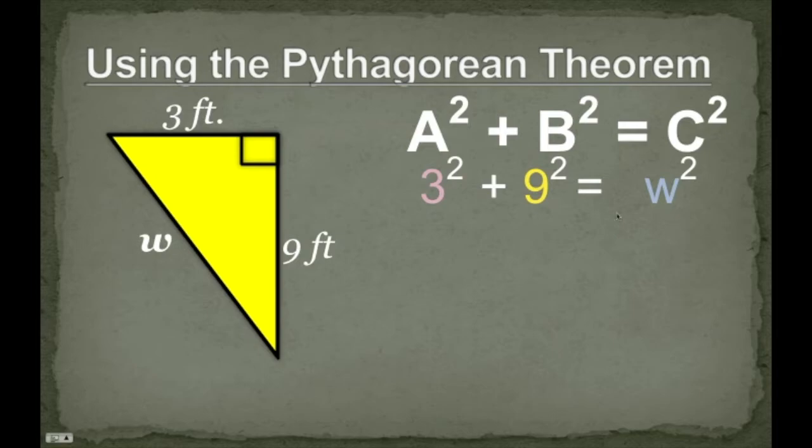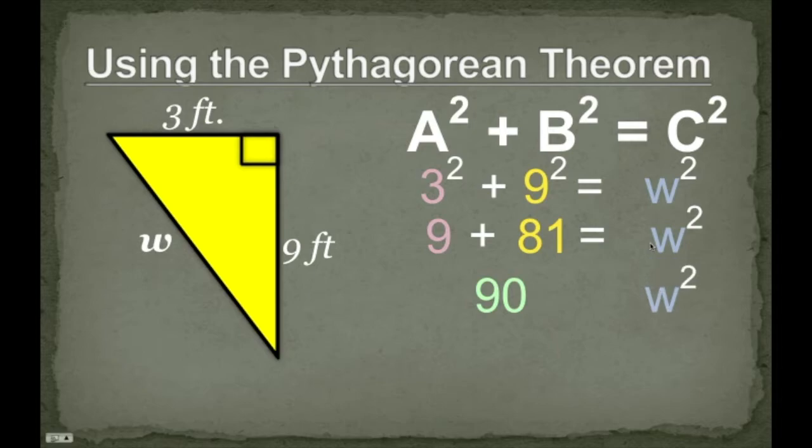Well, now what do I do? I square whatever I can. What's 3 squared? That's going to be 9. What's 9 squared? That's going to be 9 times 9, which is 81. And W, I don't know what that is, so I just bring it down as it is, and then I bring down my symbols. This part I can add. So now I'm going to have 9 plus 81, which is 90. W squared, still don't know what it is. I bring that down, and then I bring down my equal sign. So now I've got 90 equals W squared.